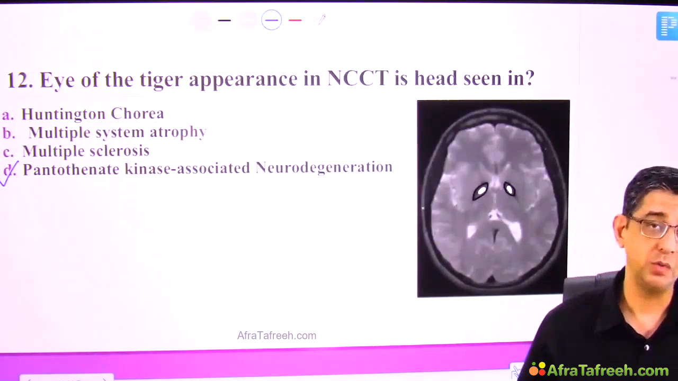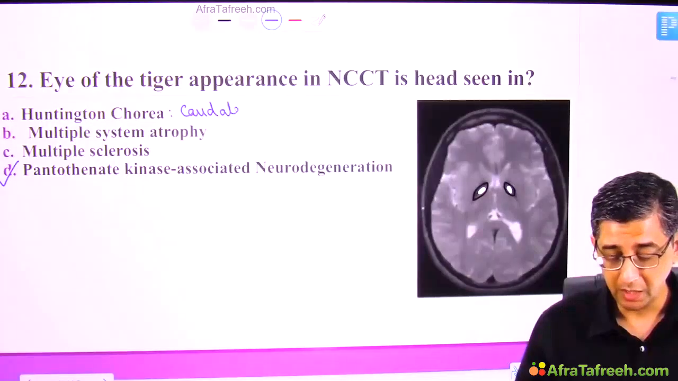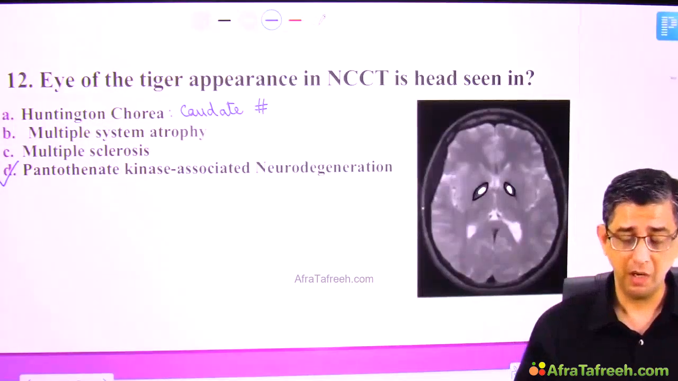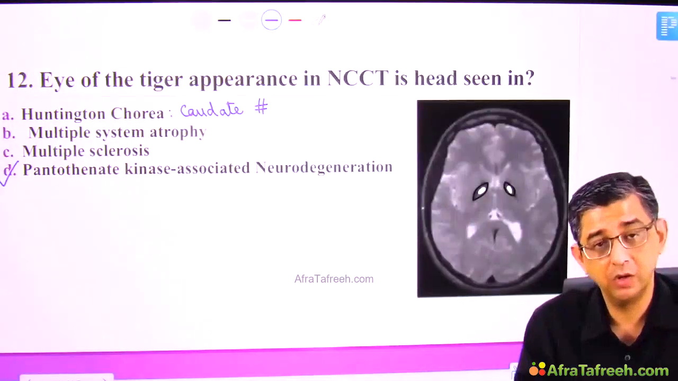Why not Huntington's chorea? Because per se in Huntington's chorea, the damage occurs in the caudate nucleus, and the usual radiological finding that would be encountered in these patients would be atrophy of the caudate, which is very difficult to make out, and per se eye of the tiger is anyway not a feature.